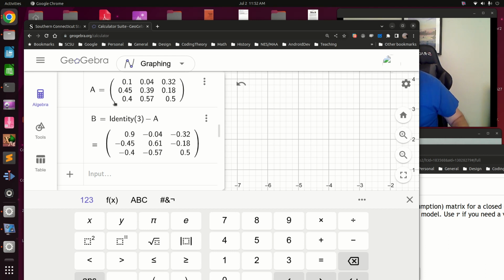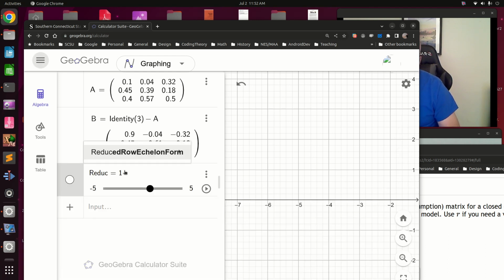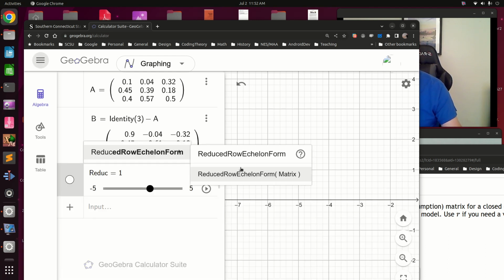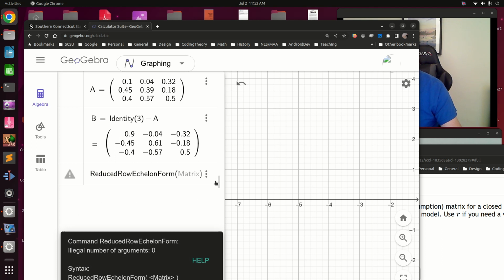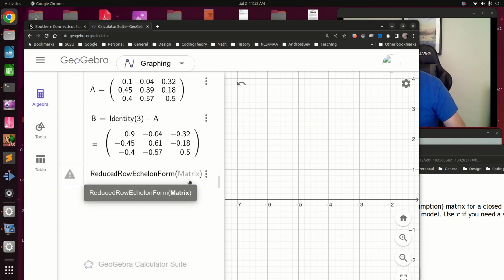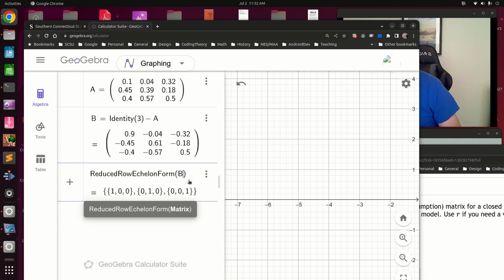Well, how do we solve the system? We just want the reduced row echelon form of that thing. And again, that's something that GeoGebra will do for us. Something happened here where I accidentally put in something I didn't want, so let me delete that. The matrix we want to take the reduced row echelon form of is B there.